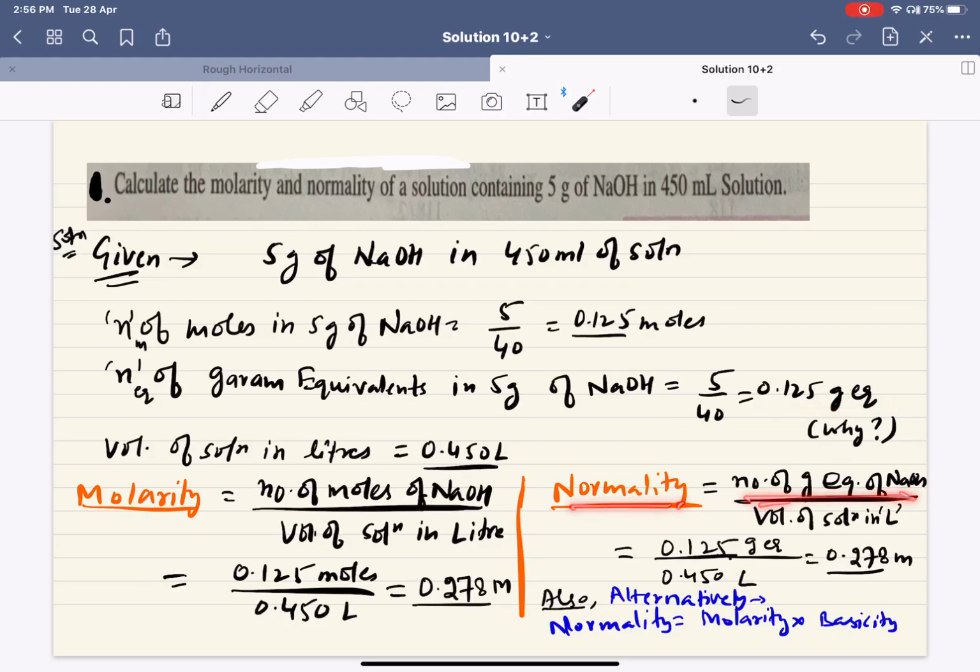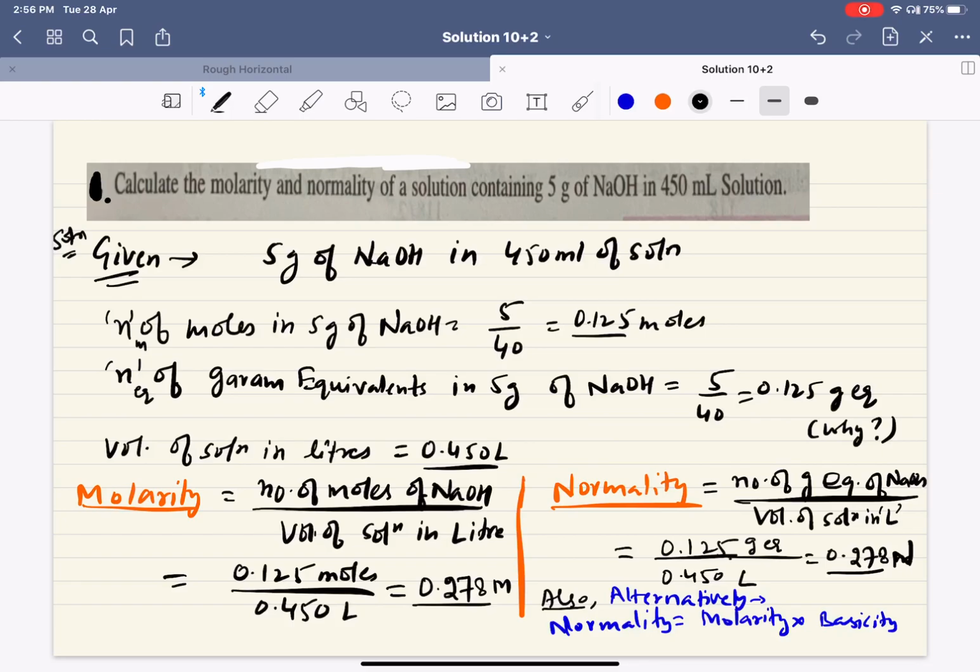Okay, so put values here. Number of gram equivalents 0.125 gram equivalent divided by volume of solution in liter. Volume of solution in liter same, 450 ml means 0.450 liter. So by this formula you get normality equal to 0.278 normal. Capital N आएगा यहाँ पे. Correct it here. This will come out to be capital N.